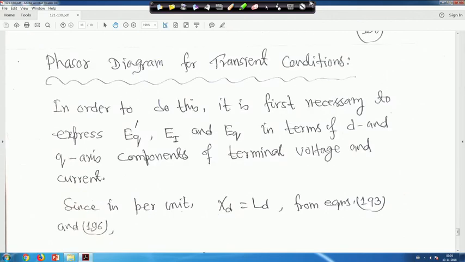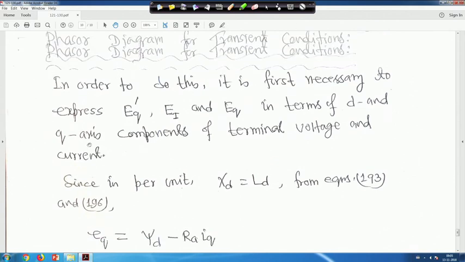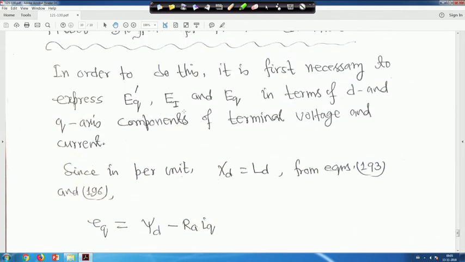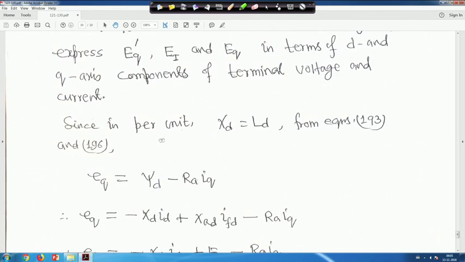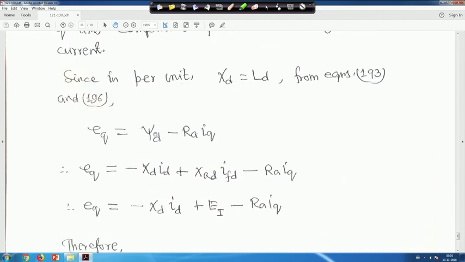Okay. So, next is phasor diagram for transient conditions, right. So, in order to do this, it is first necessary to express that EQ dash, EI dash and EQ, right, in terms of D and Q axis components of terminal voltage and current, right. So, we know that in per unit that reactance is equal to inductance, so XD is equal to LD. Therefore, from equation 193 and 196, right.